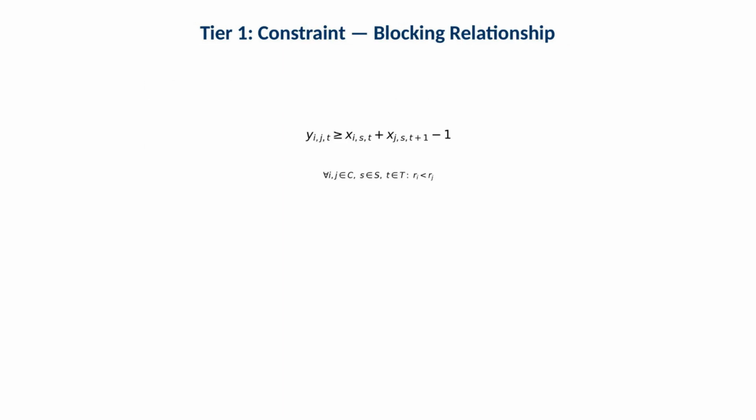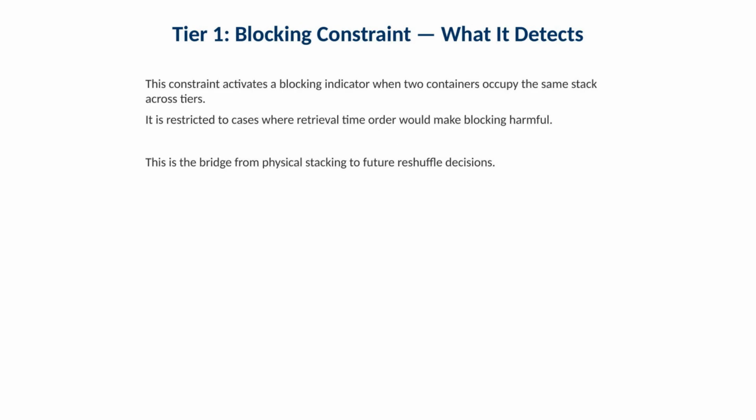This slide introduces the blocking relationship constraint. It defines when one container is considered to block another based on their stack position and retrieval order. Operationally, blocking is the reason reshuffles exist. A later retrieval sitting above an earlier retrieval creates a future conflict that must be resolved by extra moves. This constraint activates a blocking indicator when two containers occupy the same stack across tiers. It is restricted to cases where retrieval time order would make blocking harmful. This is the bridge from physical stacking to future reshuffle decisions. It lets the model identify exactly which placements create future rehandling.